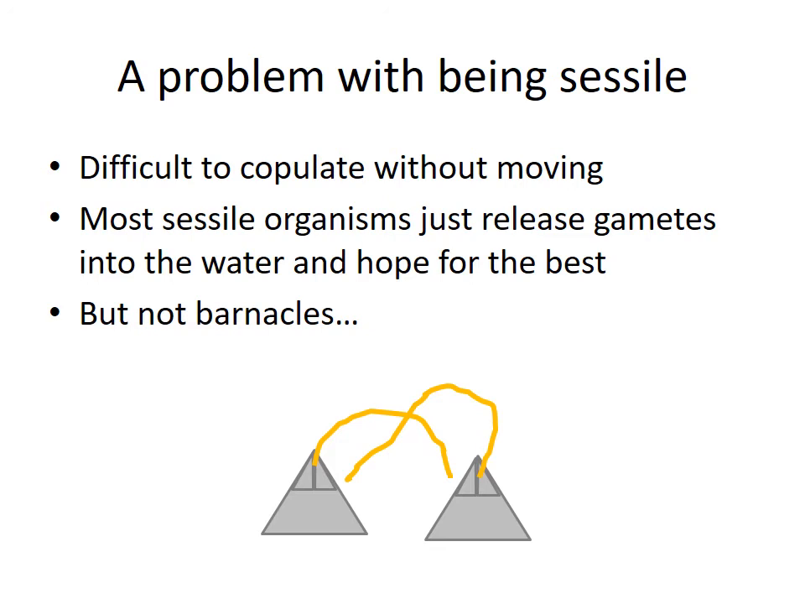And so barnacles, they do manage to copulate despite not being able to move from where they're stuck to the rock. And the way they do that is they've evolved to have these really long intromittent organs, which is sort of like a penis, and they fertilize each other via these long organs. They're hermaphroditic, so each barnacle has both eggs and sperm, and so it can both fertilize and be fertilized.